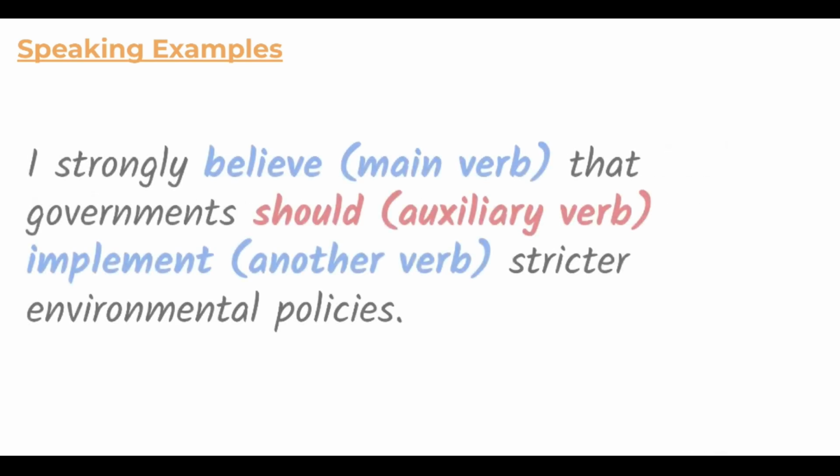Okay, let's see what we've got. So we've got a main verb, which is believe. I strongly believe that governments should. Auxiliary verb. And then implement is another verb. So you can have a main verb, that's absolutely fine, with another verb in the same sentence. So you don't have to just have one main verb. Important point here.